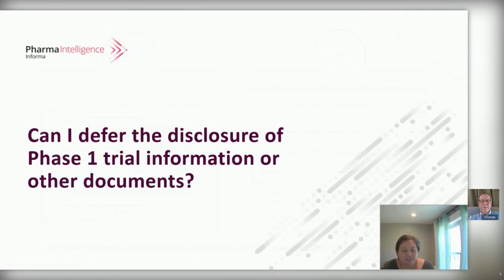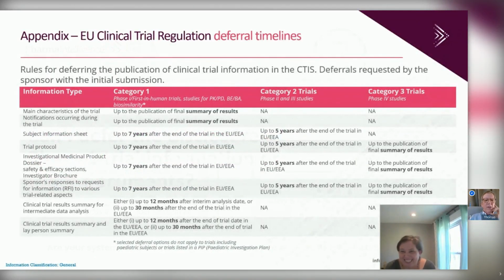The big one. Can I defer disclosure of phase 1 trial information or other documents, Thomas? Okay, so if you go to the next slide, we're going to spend the next 20 minutes reading this line by line. Actually, no, that would be a dreadful experience for everyone.